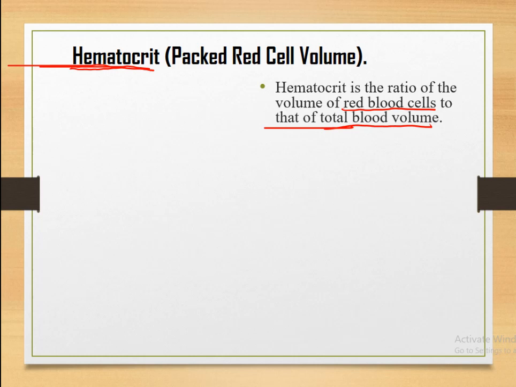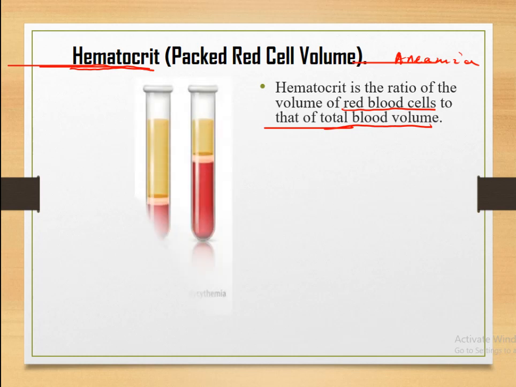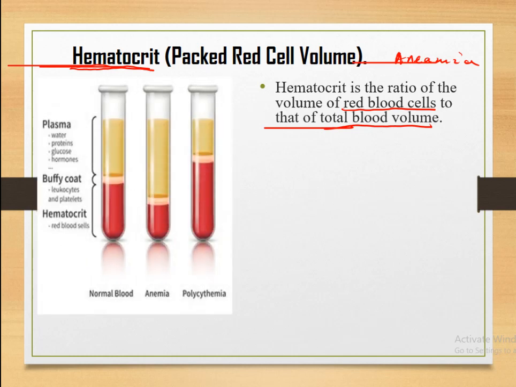So anemia is one of the conditions which you can use when you are discussing this part of our subject, which is hematocrit. When you are able to know the ratio between the red blood cells and the total blood volume, this will help you to analyze some health conditions such as anemia and such as polycythemia.